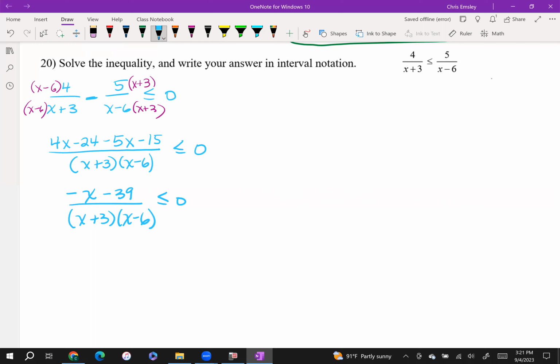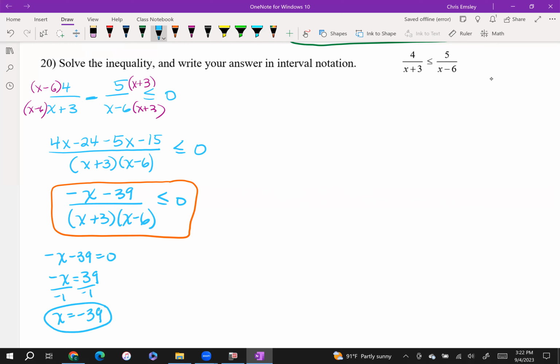And this is really the version I'm going to look at going forward. We're going to use that to find first our key values and then to determine our result. So key values happen where the numerator is 0. Be careful with those negatives in there. When we move the 39 over, it becomes positive, and then we divide both sides by negative 1. X is negative 39. There's one of our key values, key numbers.